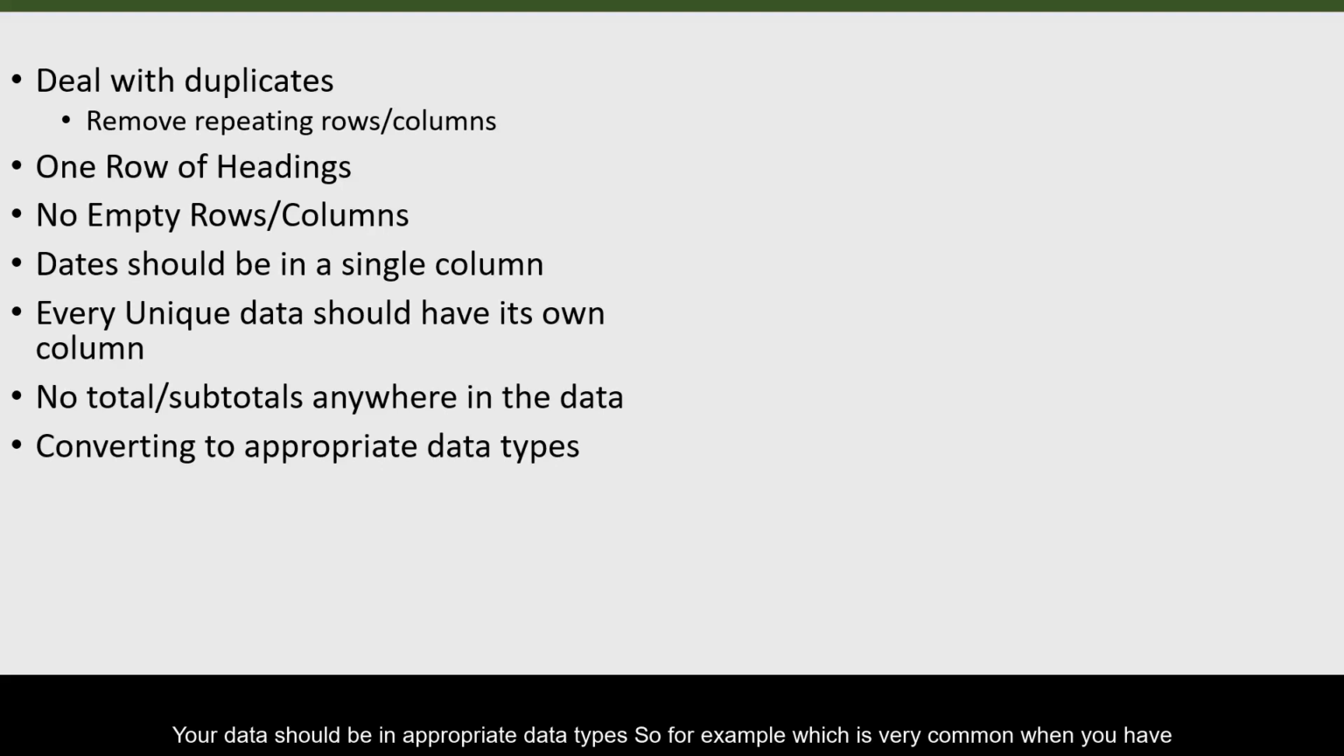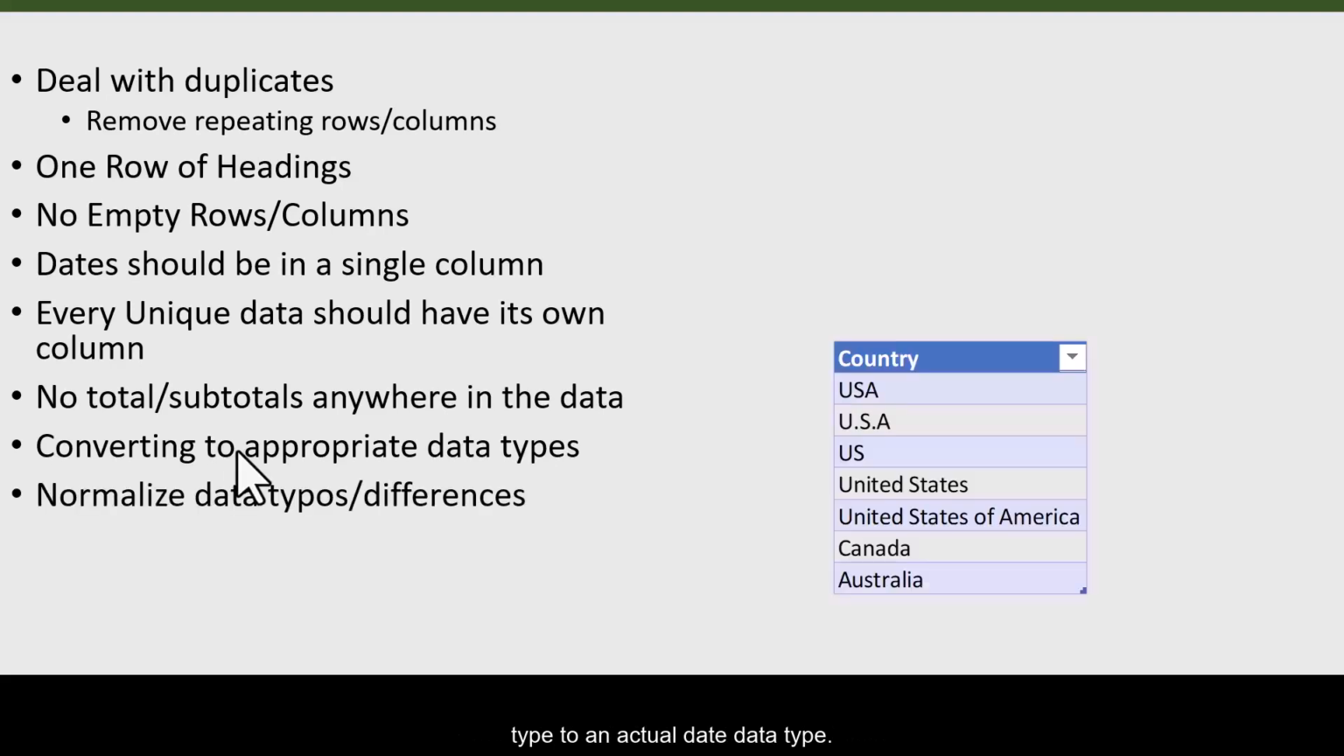So for example, which is very common, when you have data with a date, sometimes that date is not a date. It's going to appear like a date, but it is text. So you need to transform it, you need to change that date to a date type. This is not about a particular tool. Whether you are working with Excel, Power BI, or even Python, there are functions you need to use to convert that date that is actually a text data type to an actual date data type.